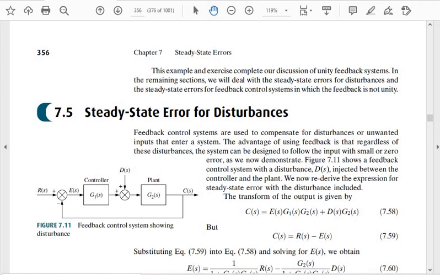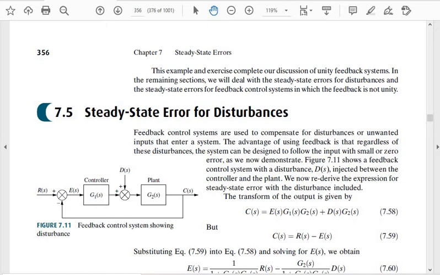Today we will discuss steady state error for disturbances. Before this, we discussed the steady state error for input. Now, normally, whenever we have our system, we do have disturbances that come for a very short time and then disappear. When we introduce a feedback control system, the main idea is to actually reject the disturbances.